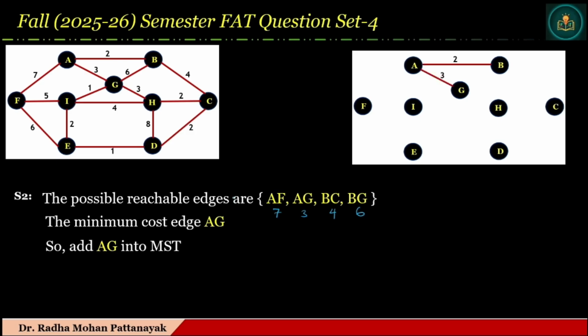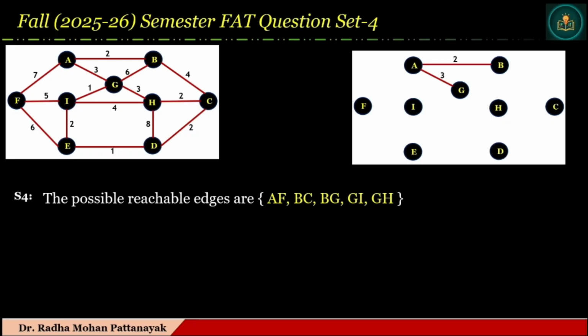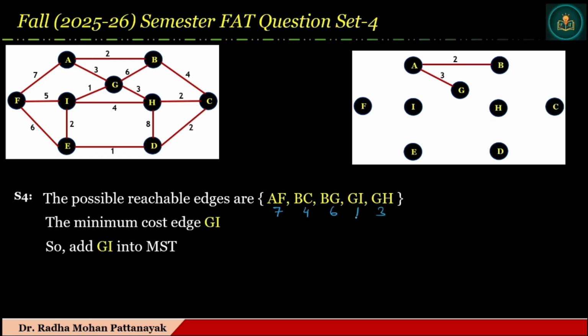Clear? Next, we find the connected edges, the possible reachable edges from A, B as well as G. Now what are the costs? AF cost is 7, BC cost is 4, BG cost is 6, GI cost is 1 and GH cost is 3. Among these 5 edges, the minimum cost edge is what? GI. So we will add GI into the minimum spanning tree. See, I added GI here.